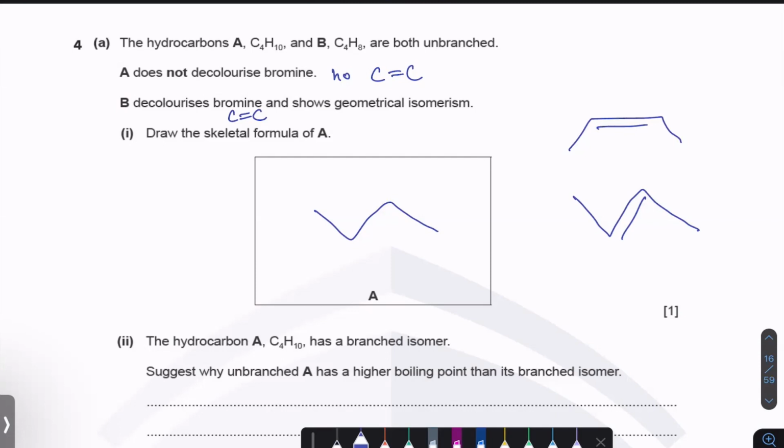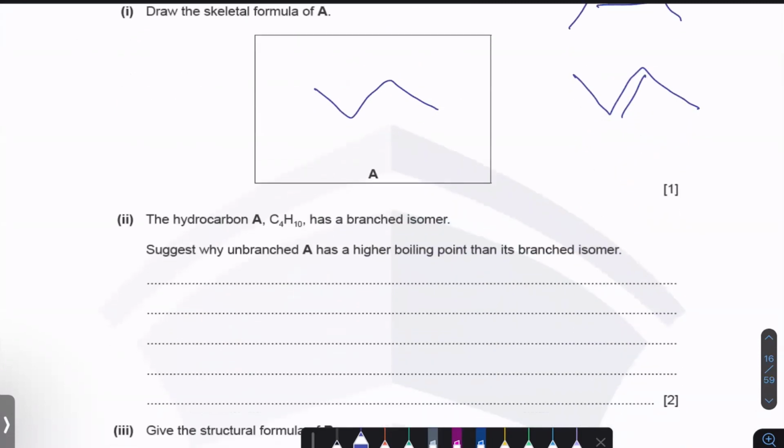All right. The hydrocarbon C4H10 has a branched isomer. Explain why unbranched A has a higher boiling point than its branched isomer. Now, of course, it has to do with two factors. One is the surface area of the molecule, which is better represented as the term packing. Use the idea that unbranched hydrocarbons pack more closely, or they have higher surface area, because of which they have stronger intermolecular forces.